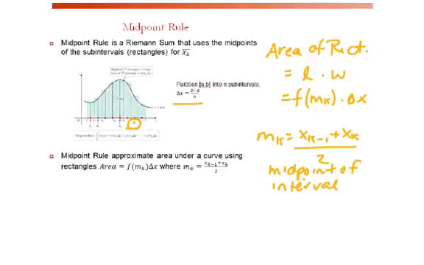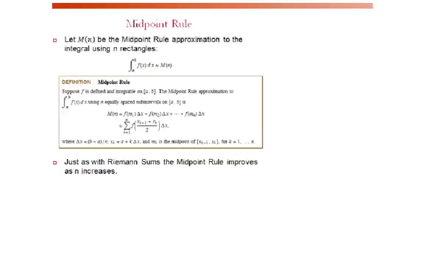The height at the midpoint is found by calculating the midpoint of the interval, which is just x of k minus 1 plus x of k divided by 2. And then the height is found by putting that midpoint into the function. So here's your height and here's your width. Multiplying the two together gives you an area for that rectangle, and then you're going to sum them. So let's look at the formal definition of the midpoint rule. It's usually denoted by M of n, and that's basically an approximation of the integral from a to b of some function.